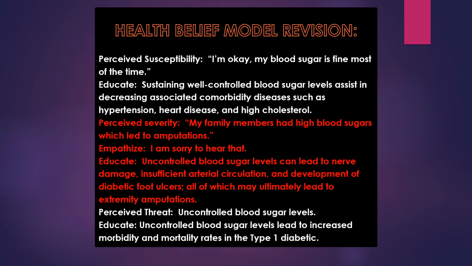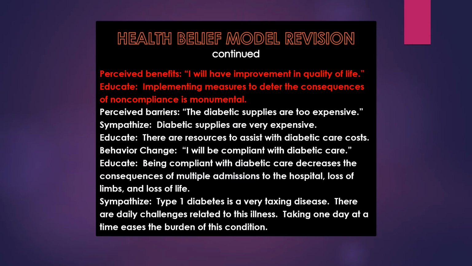The student empathizes and then educates the patient by stating, uncontrolled blood sugar levels can lead to nerve damage, insufficient arterial circulation, and development of diabetic foot ulcers, all of which may end with extremity amputations. The perceived benefits by the patient is having improvement in quality of life. The student educates by stating, implementing measures to deter the consequences of noncompliance is monumental.